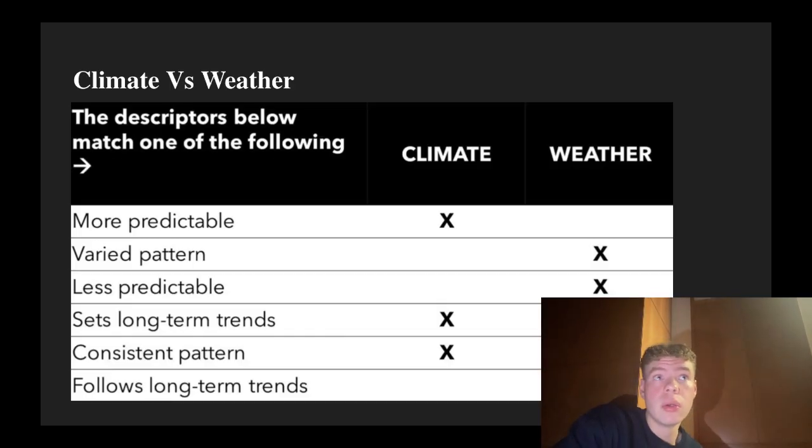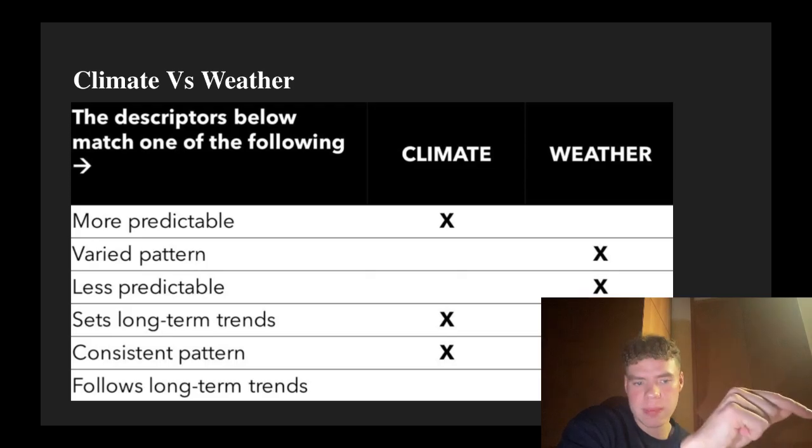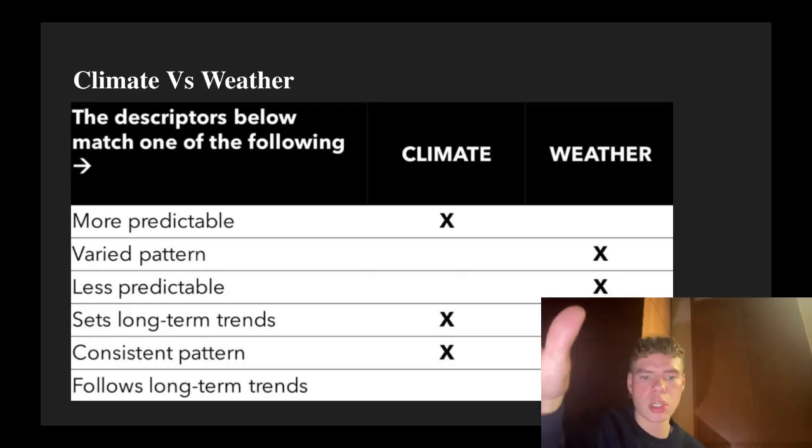Climate would be the overall environment over time, right? So obviously, if you ask me what the average climate in North Carolina is during January, it's not going to be 80 degrees every single day. Absolutely not. It's just not how climate works. So more predictable is climate, because climate allows us to follow long-term trends. A varied pattern is weather, because weather is obviously more variable. Less predictable is obviously weather. Climate sets long-term trends, and then weather follows those long-term trends.